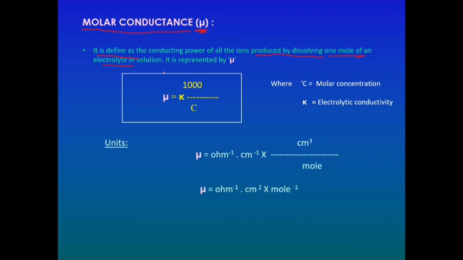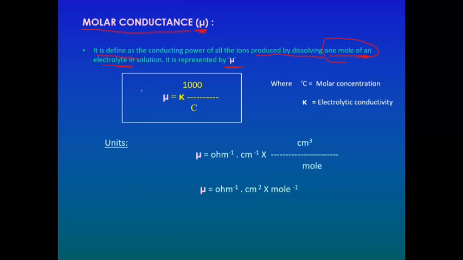So the main difference between these two conductances, molar conductance and equivalent conductance, is the weight of the electrolyte. Here we are taking 1 mole of an electrolyte dissolved in a solution. In the previous case, the equivalent conductance, we dissolve 1 gram equivalent weight of an electrolyte. See the difference between these two, then you can easily understand.